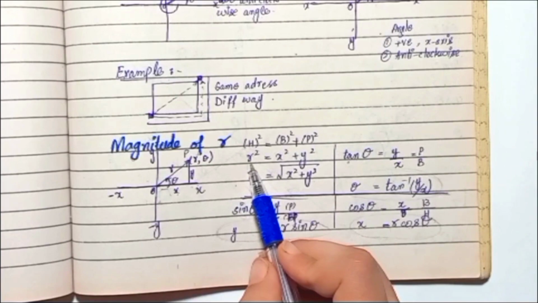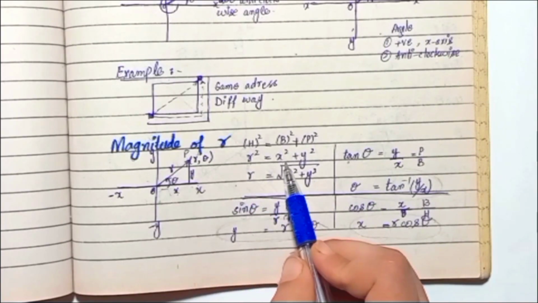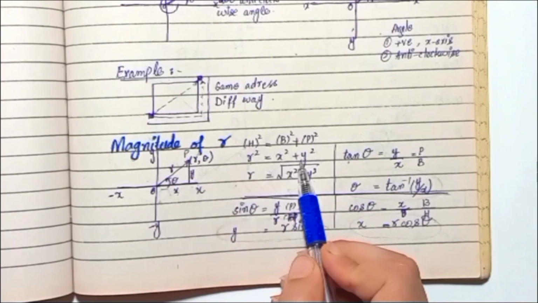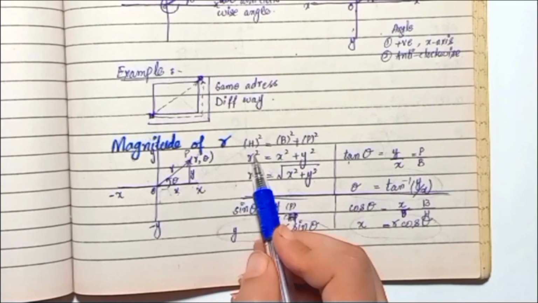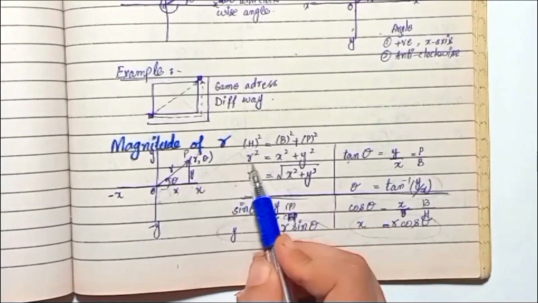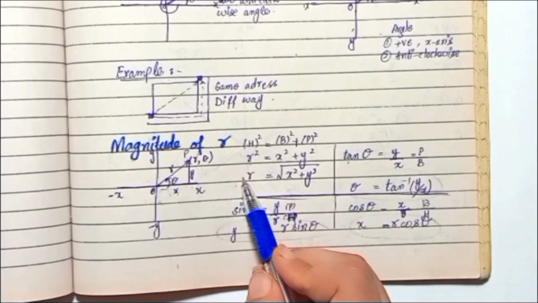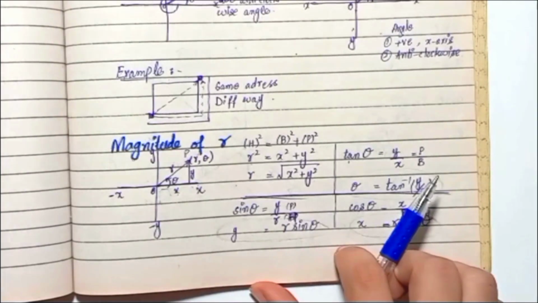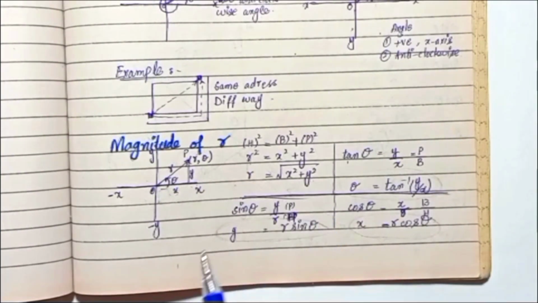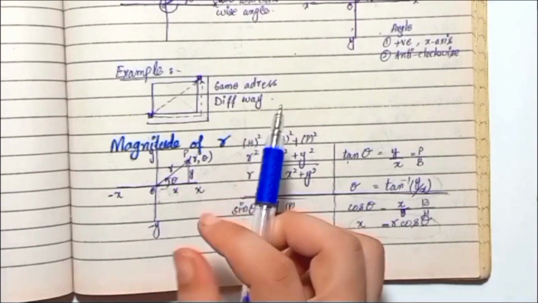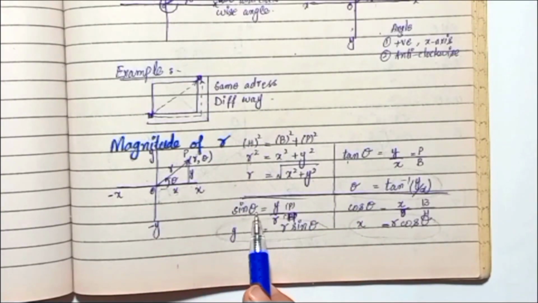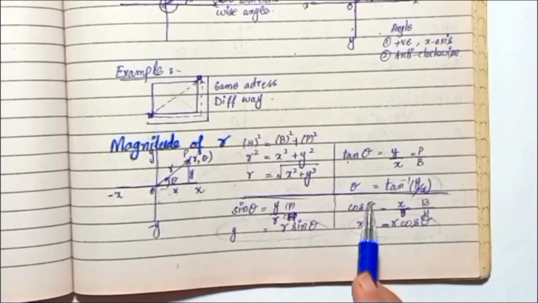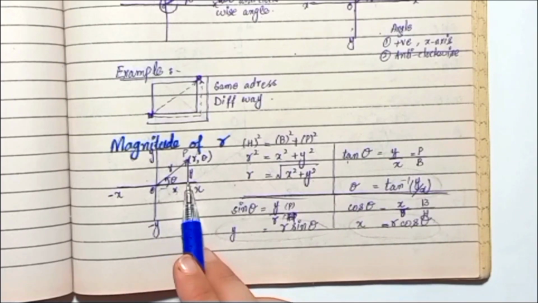According to the Pythagoras theorem, hypotenuse square is equal to base square plus perpendicular square. If we take the square root on both sides, then the square of r will cancel with the square root, and the square root will remain on x square plus y square. So by using this equation, we can find the magnitude of r. We can also find sine theta, tan theta, and cos theta of this right angle triangle.